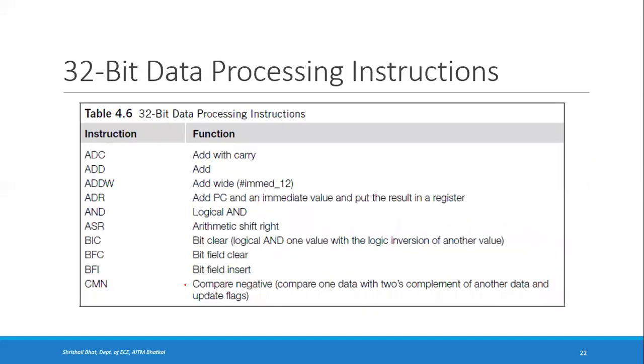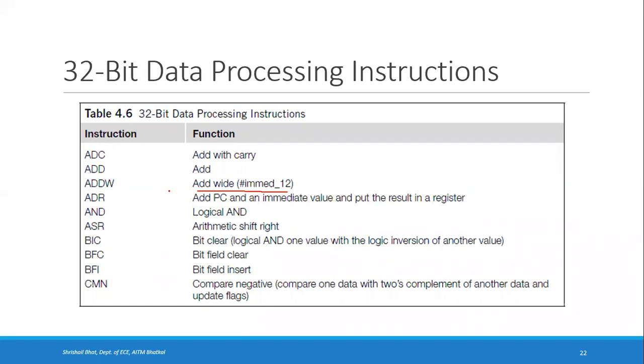So coming to 32-bit instructions, again in 32-bit, though all the instructions that we had in 16-bit, they can be 32-bit also with some extra instructions. ADC is add with carry. ADDW is add wide. Okay, you can add an immediate 12-bit value in ADDW. Then ADR is similar to that, to add the program counter with an immediate value, that is to get a relative address in a register.